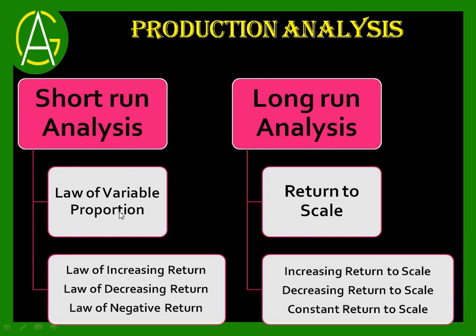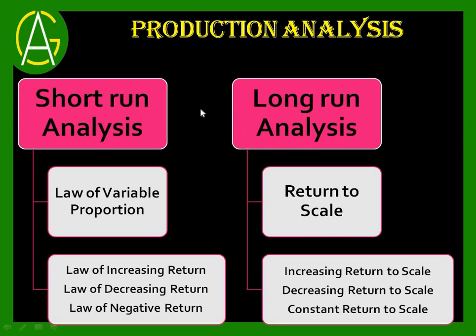Now this law of variable proportion is divided into three stages. The first stage is law of increasing return, then law of decreasing return, and then law of negative return. Under long run analysis, we know that it is return to scale. Return to scale is divided into three stages: increasing return to scale, decreasing return to scale, and then constant return to scale. So two types of analysis, short run analysis and long run analysis. These two are in our syllabus.